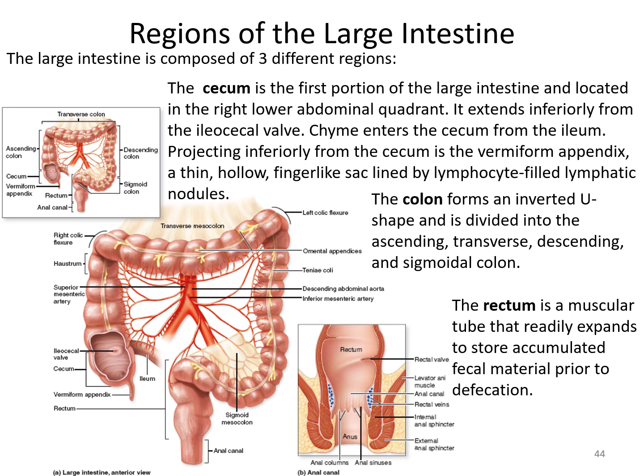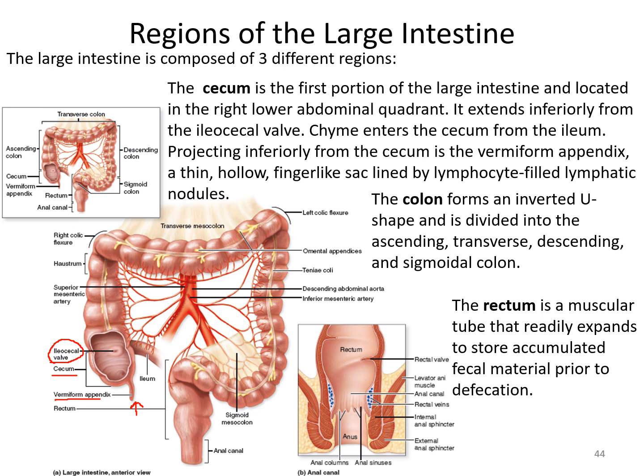The different regions of the large intestine: you've got three main regions. You've got the cecum, which is the first portion of the large intestine. It's located in the lower right quadrant. So here's the cecum here. It extends inferiorly from that ileocecal valve, and the chyme is going to come into the cecum from the ileum. Projecting inferiorly from the cecum is the vermiform appendix. You can see that here, hanging off the bottom of the cecum.